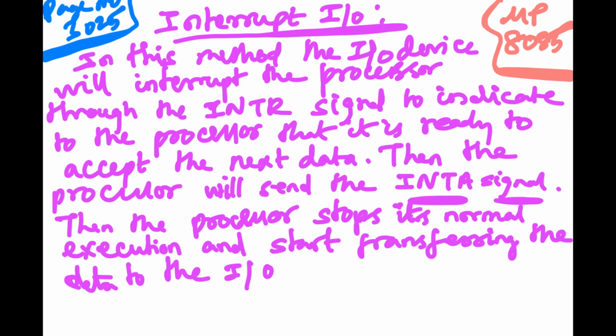Interrupt I/O. In this method, the I/O device will interrupt the processor through the INTR signal to indicate that it is ready to accept the next data. Then the processor will send the INTA signal. Then the processor stops its normal execution and starts transferring the data to the I/O.